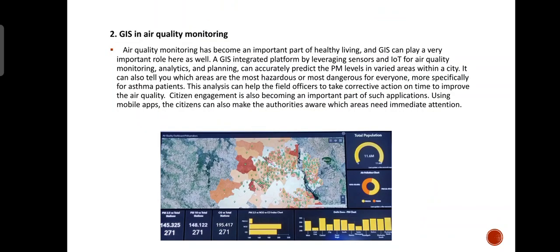Second, GIS in air quality monitoring. Air quality monitoring has become an important part of healthy living, and GIS can play a very important role here as well. A GIS integrated platform, by leveraging sensors and IoT for air quality monitoring, analytics, and planning, can accurately predict the PM levels in varied areas within a city.